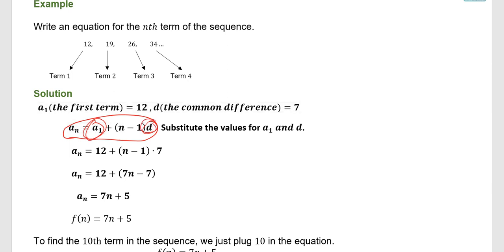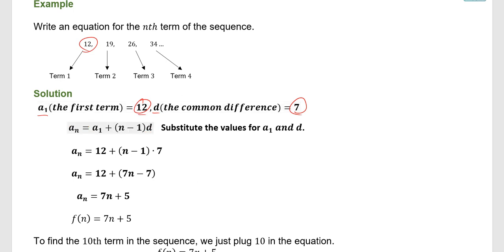So our a sub 1 is 12 because it's the first term here. And then d, the common difference, is, well, 7, right? We can just test these numbers and we'll see that the difference between each two terms in the sequence is 7. So d is 7. Okay.